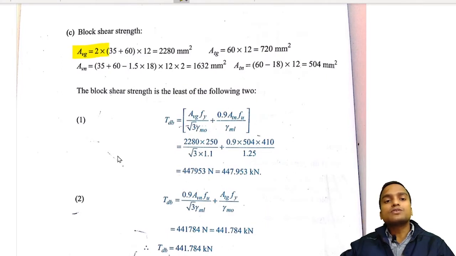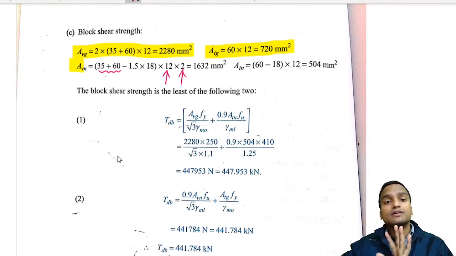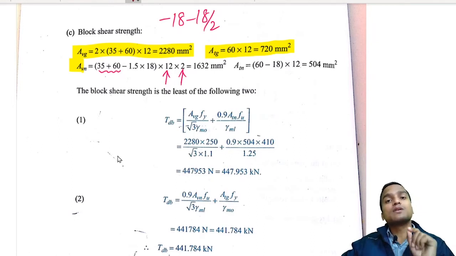Okay, everything is written here very clearly. Gross area in shear plane is 2 into 35 plus 60 into 12, and similarly gross area in tensile plane will be 60 into 12, so it is easy to calculate the gross area. Now come to the net area in shear plane. Here we have multiplied it with 2 since there are two shear planes and thickness of plate, then we have added the total length of shear plane minus 1.5 into 18. I hope you understand why it is 1.5. It means minus 18 minus half of 18. Okay, that's why it is written minus 1.5 into 18.